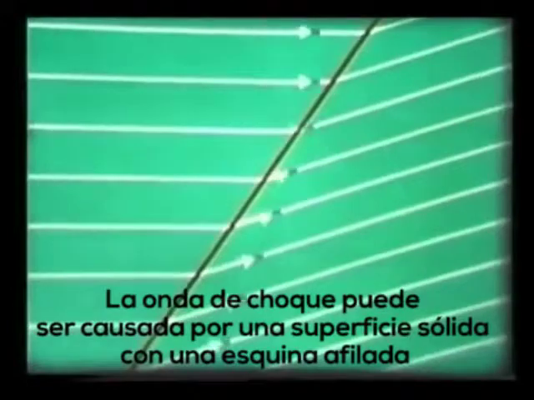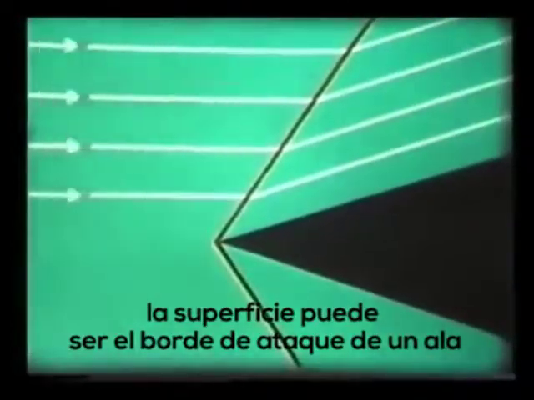The shock wave can be caused by a solid surface with a sharp corner. The streamlines are parallel to the surface. The surface may be the leading edge of a wing. This deflects the flow in exactly the same way.